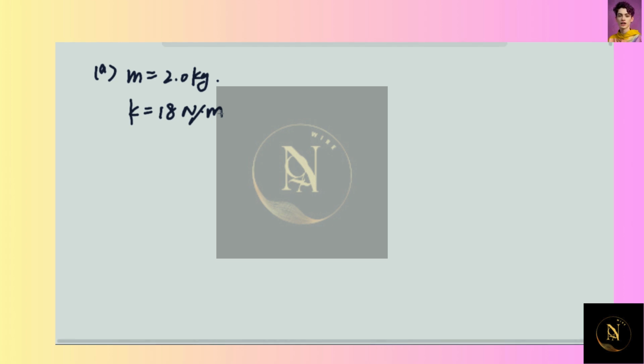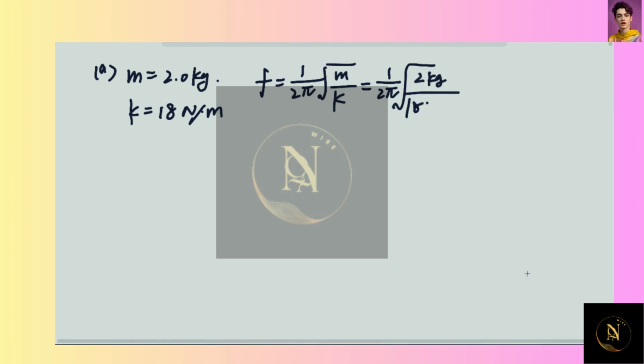Well, it should immediately pop out in your mind that we have this equation that f equals 1 over 2 pi times the square root of M over K. And we know the M and we know the K, so we should be able to calculate f from here. Let's plug in numbers and do the calculation. So 1 over 2 pi times the square root of 2 kilograms over 18 newtons per meter.